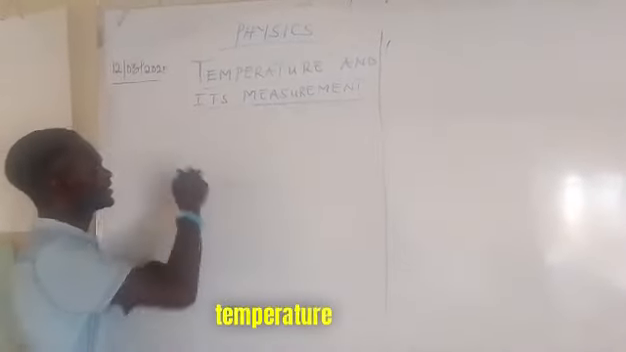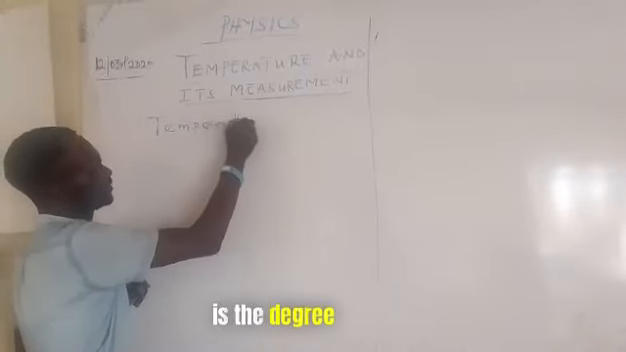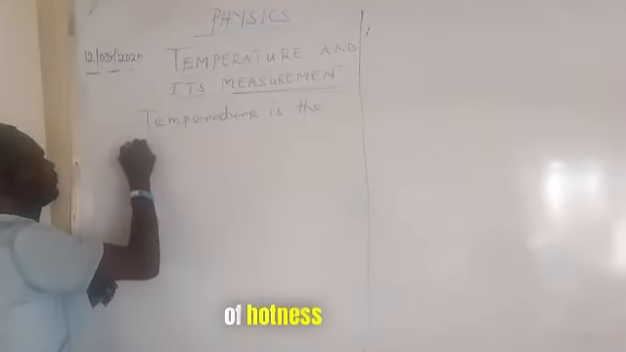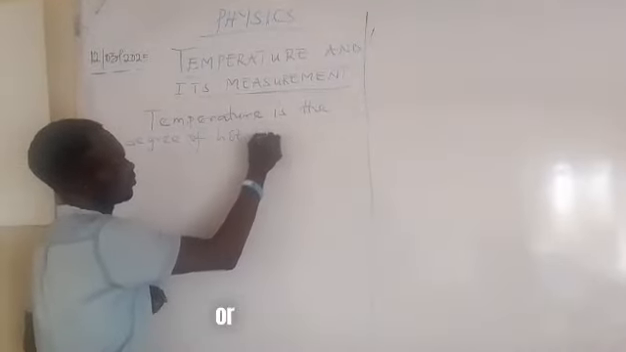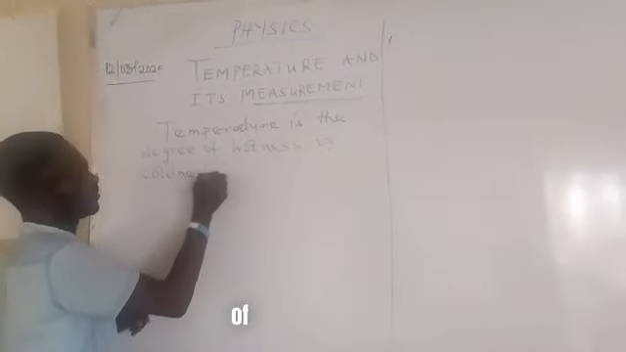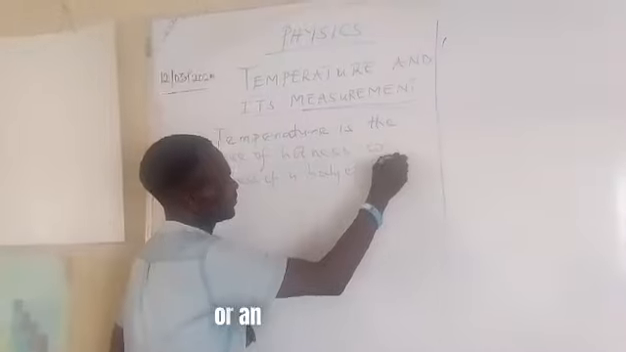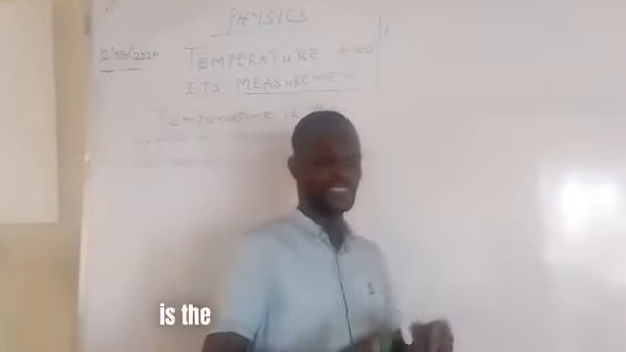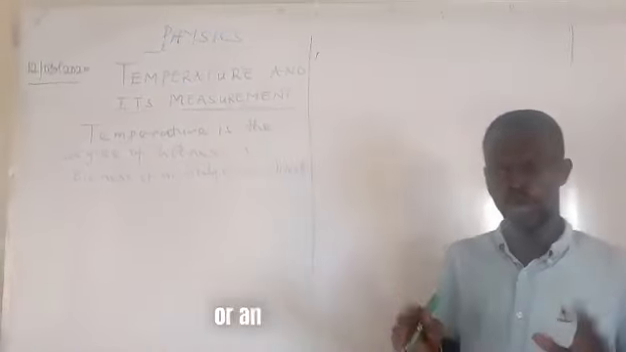Generally, temperature is the degree of hotness or coldness of a body or an object. Temperature is the degree of hotness or coldness of a body or an object.